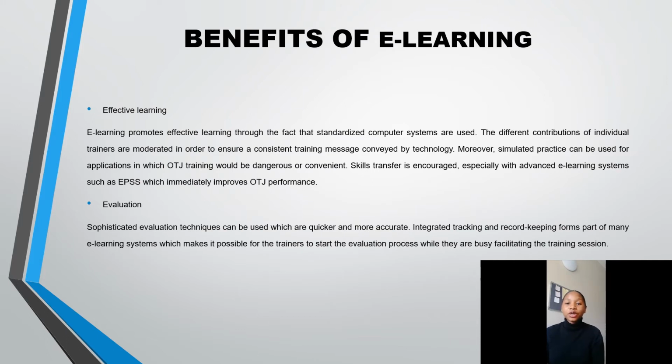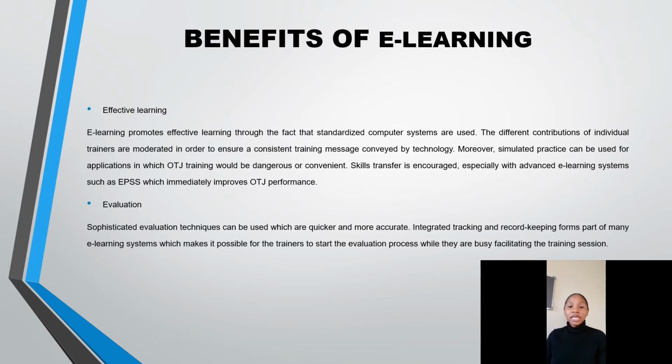So the seventh benefit of e-learning is effective learning. E-learning promotes effective learning through the fact that standardized computer systems are used. The different contributions of individual trainers are moderated in order to ensure a consistent training message conveyed by technology. So moreover, simulated practice can be used for applications in which OTJ training would be dangerous or inconvenient. Skills transfer is encouraged, especially with advanced e-learning systems such as EPSS, which immediately improves OTJ performance.